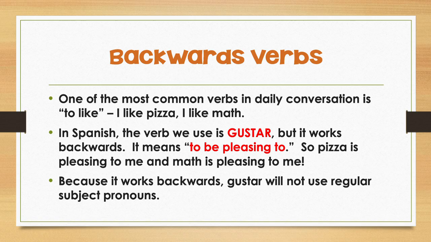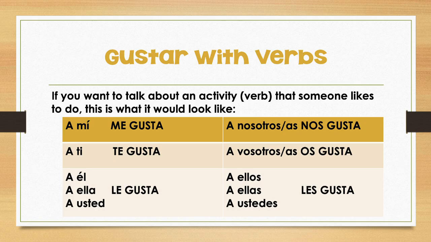Because it works backwards, we're not going to use regular subject pronouns. So we're not going to use yo, tú, él, ella, usted. We have to use object pronouns instead. All right, so here we go. First, we're going to talk about if we want to use gustar with a verb. We want to say, I like doing this thing. I like playing piano. I like running. I like playing soccer. I like reading. Okay, so if we're going to use it with a verb.